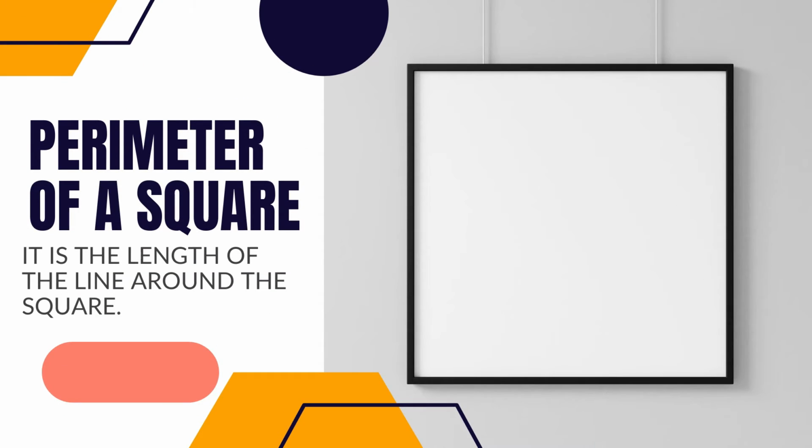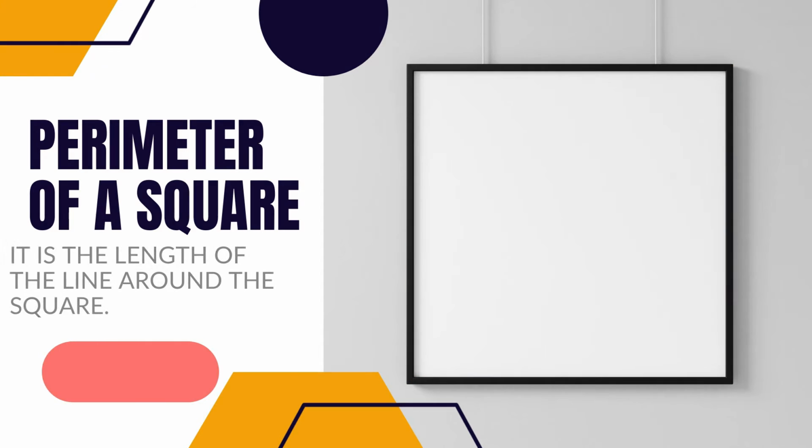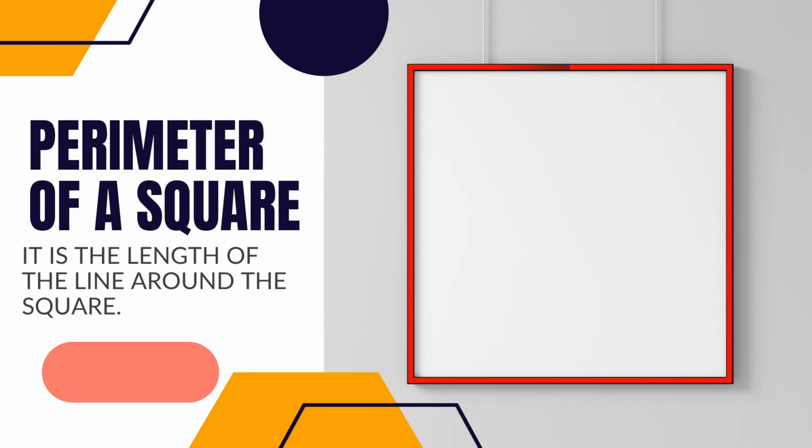In this presentation, let us consider the application of this concept in a square. For a square, perimeter refers to the length of the line around the square. It is being highlighted by the red line.